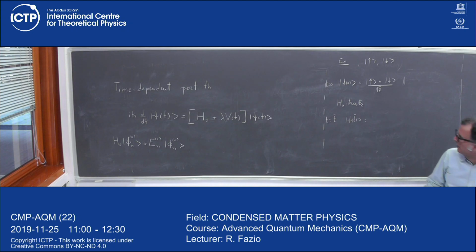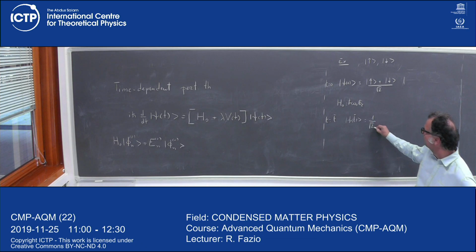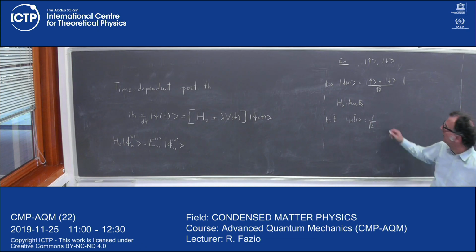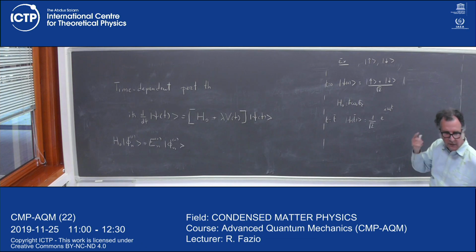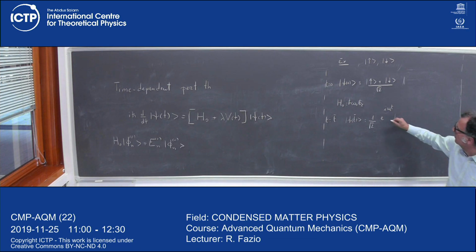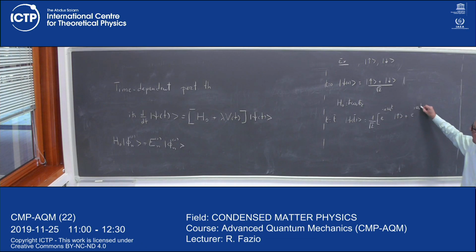1 over square root of 2. This is the easy part. Then e to the i omega t over 2, up. Let's consider the 2 as one, okay, times up, plus down. For the up, it should be e to the minus i omega 0 t, and e to the plus i omega 0 t for the down, and then okay.